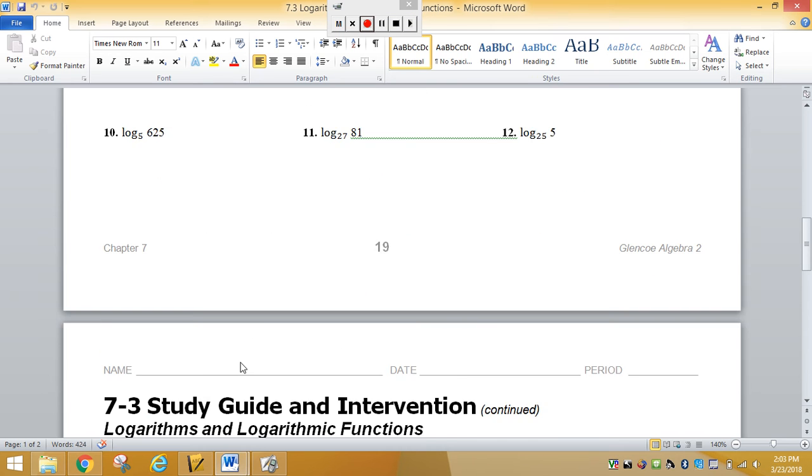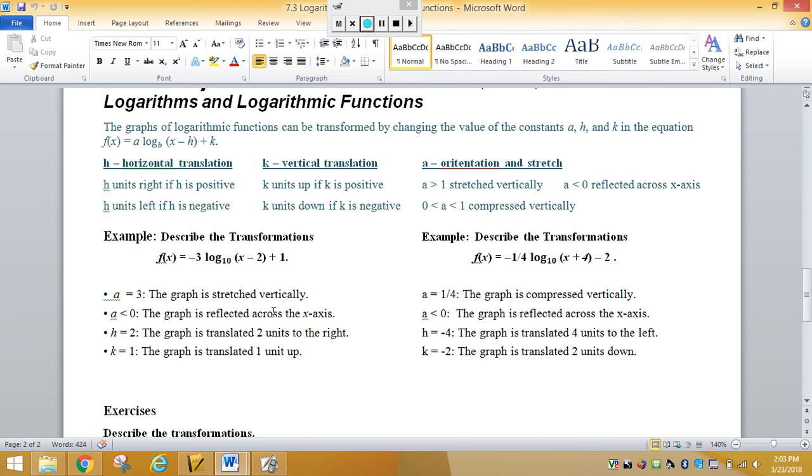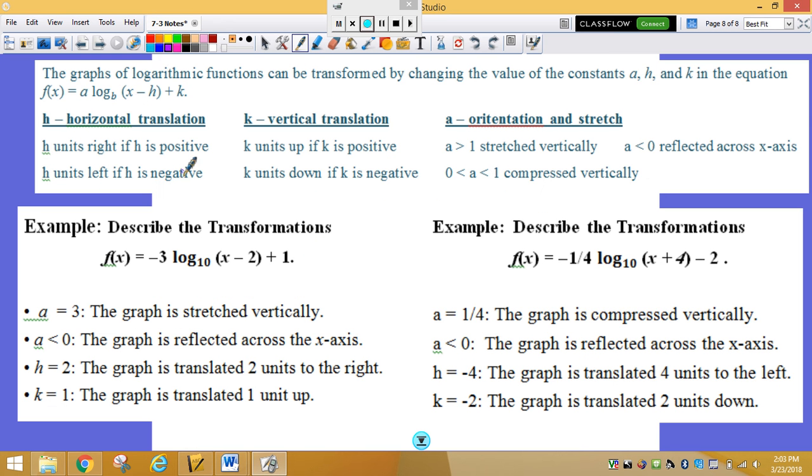You can see the second page. Here are the notes. I just copied and pasted. And here are the 2 examples that I'm going to work through. So where can I start?